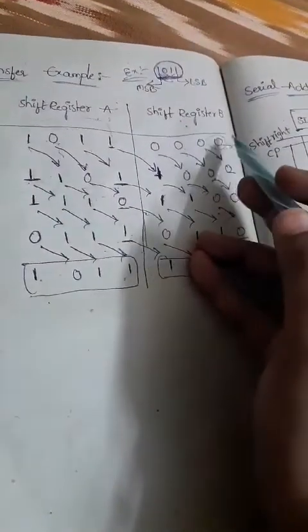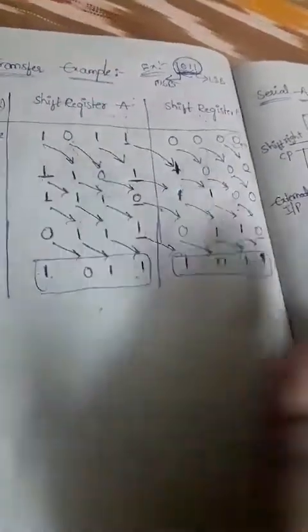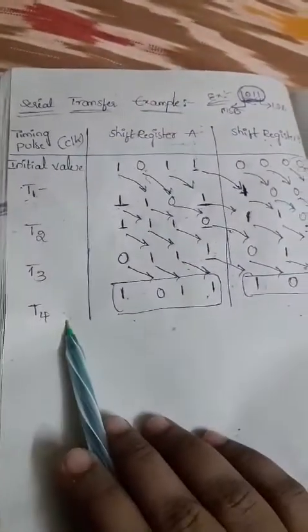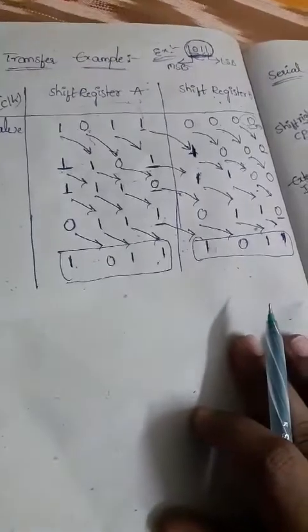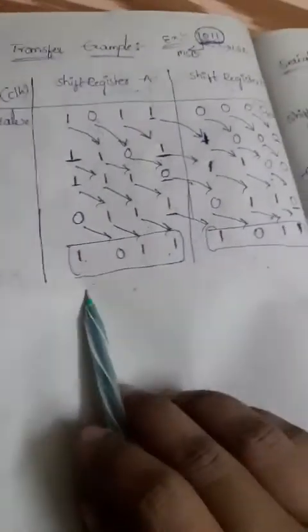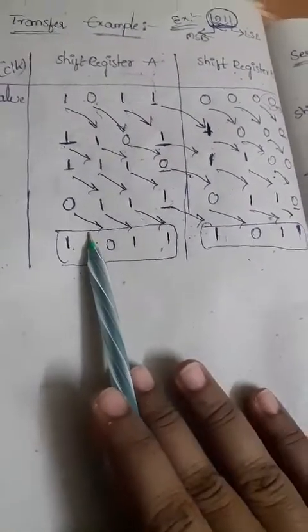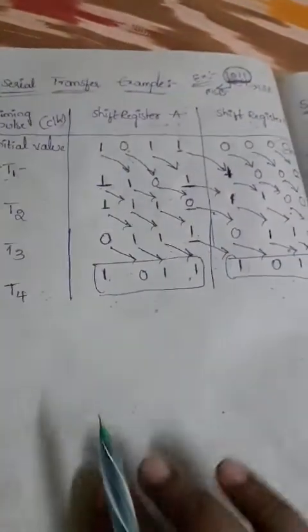At the first place, the LSB of shift register B will be discarded and the remaining information will be shifted towards the right side position. After 4 clock pulses, we get the same previous information. Initially, whatever we apply at the input side, we get the same information at the output side also. So this is nothing but serial transfer functioning.